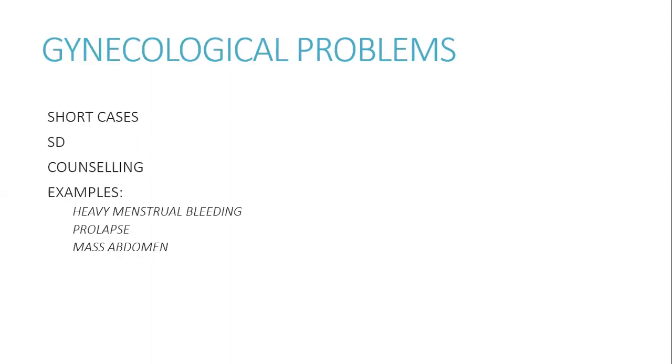In gynecological problems, the stations you will encounter are short cases like heavy menstrual bleeding, prolapse case, mass in abdomen, fibroid uterus. These can be your link stations. Any other stations which include gynecological problems can be a structured discussion and in the form of counseling. In subfertility, you will be assessed either in the form of short cases like link stations or any structured discussion, any counseling related to subfertility or any drill, for example, IUI, cannula use.